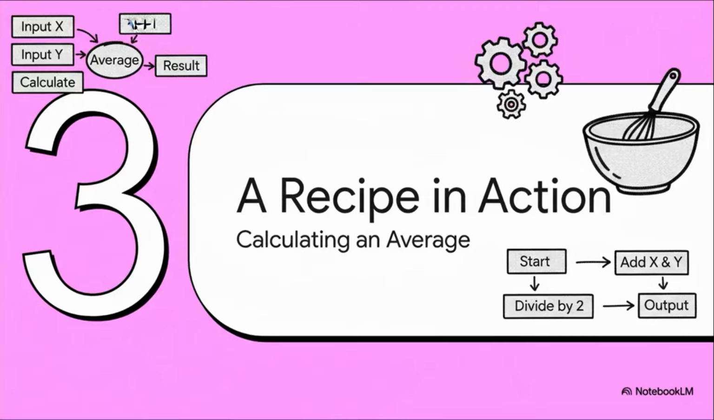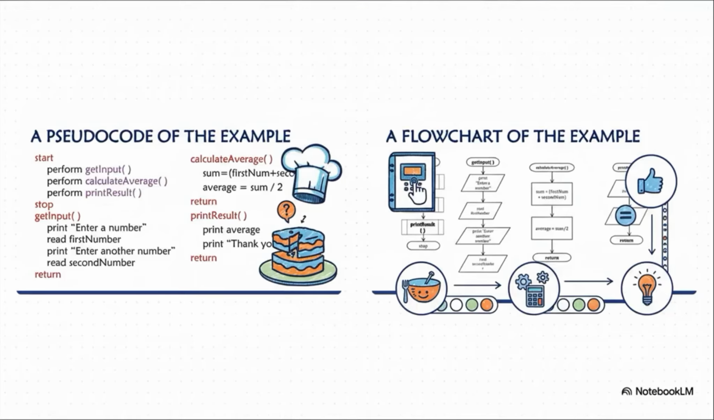Okay, theory is great and all, but let's actually see how this works with a super simple, concrete example. We're going to build a tiny little program that just calculates the average of two numbers. So, let's take a look at the recipe. All right, so on the left, we've got the pseudocode. You can think of that as the written recipe text, right? And on the right, that's the flowchart, which is kind of like a visual map of the workflow in the kitchen. They both show the exact same process, just in different ways. You can see we have our main logic, and then 3 distinct little modules. One to get the numbers, one to do the math, and one to show the final result.